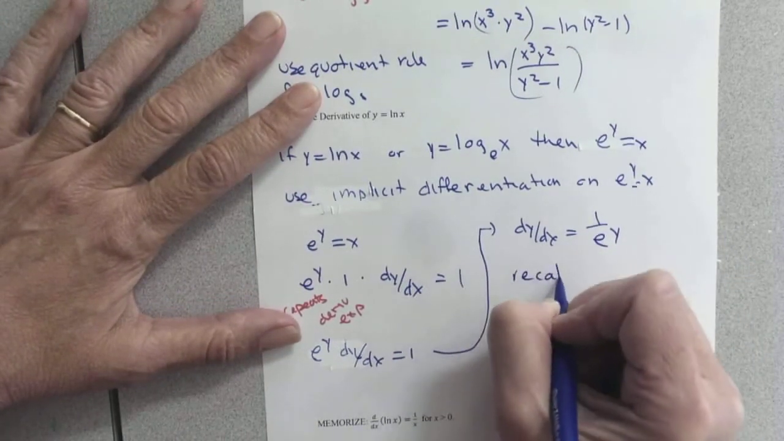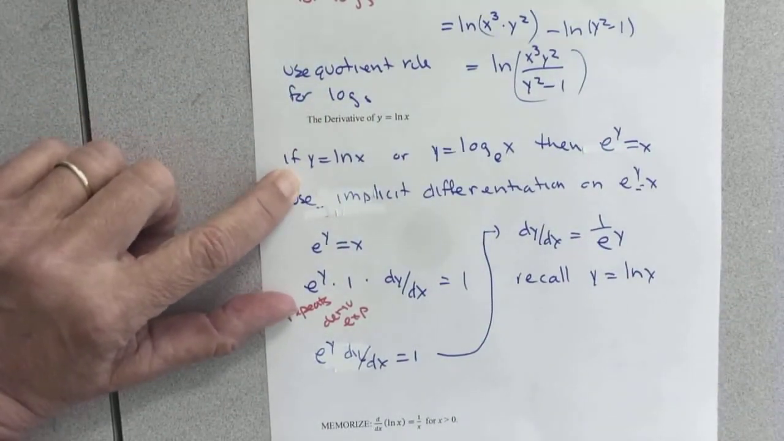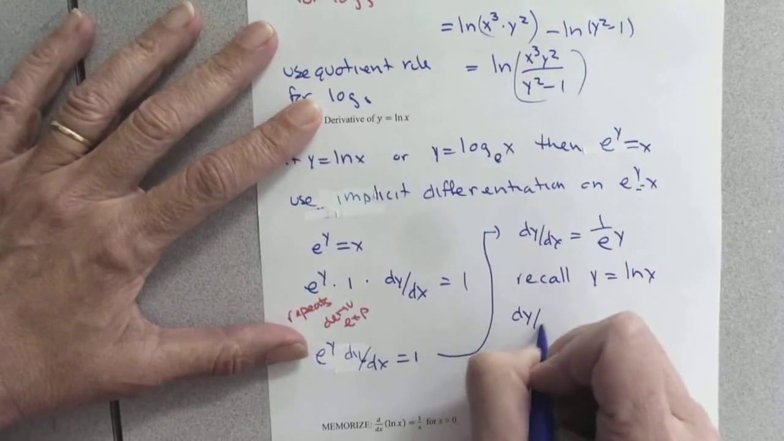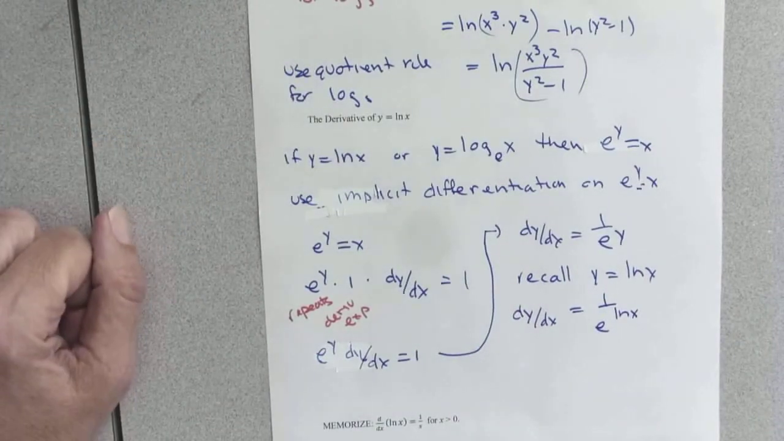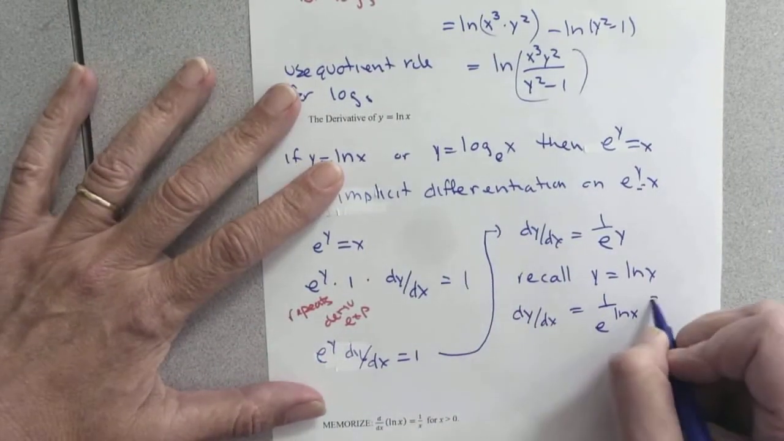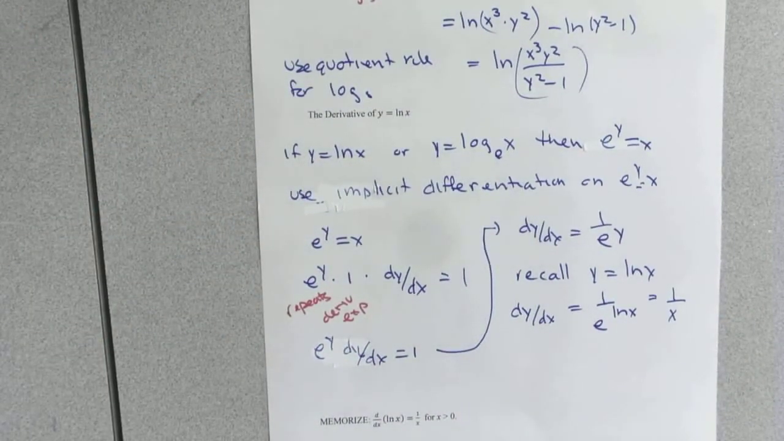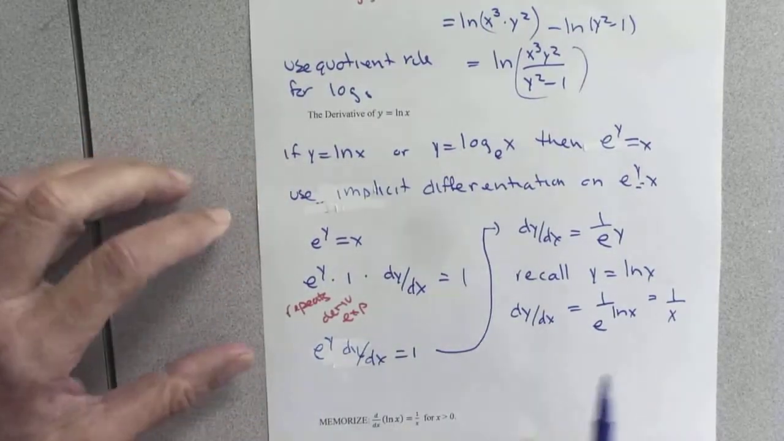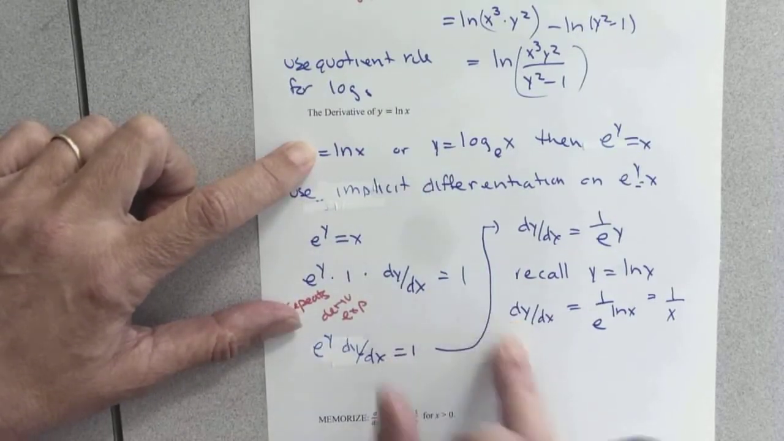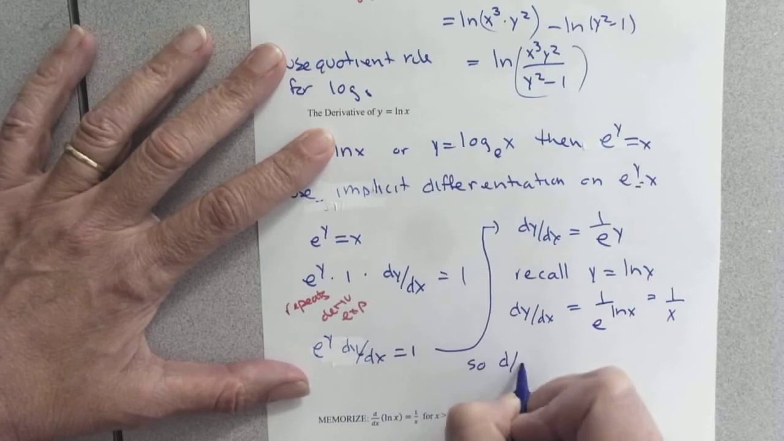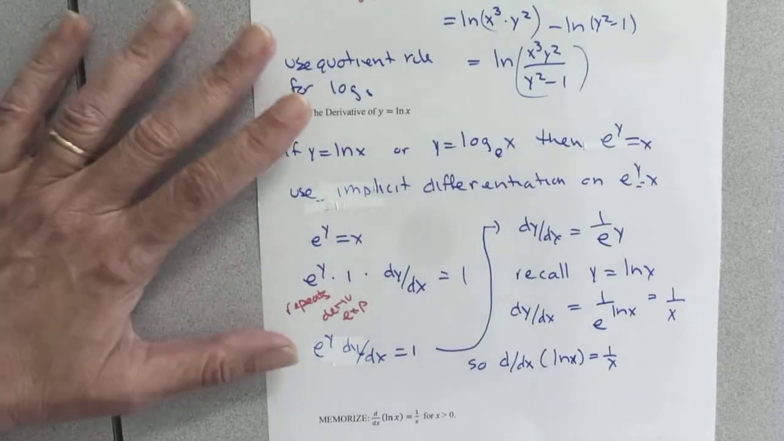But recall, y equals the natural log of x. That's what we have up here. So I've got 1 over e to the natural log of x. But e's and natural logs are inverses. They cancel, and I get 1 over x. And so what we just showed is that the derivative of the natural log of x is 1 over x.